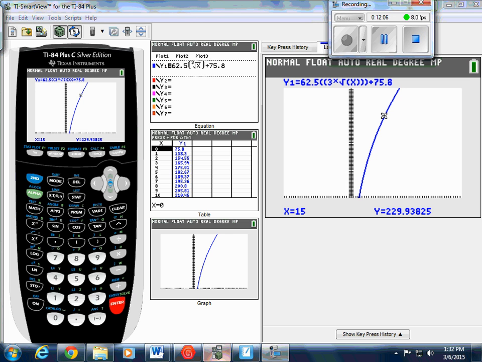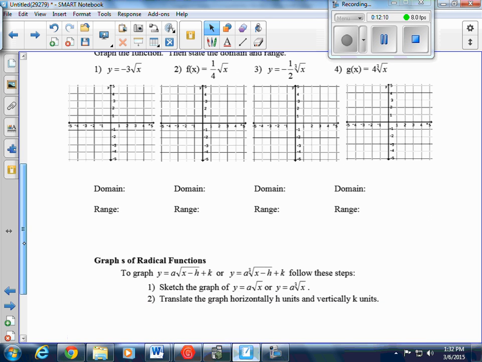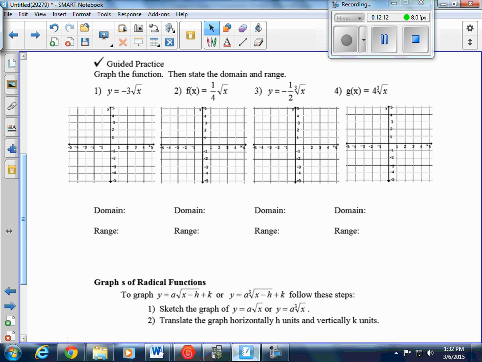So let's go back to our problems here. Let's do questions. We don't have to do all of those. Let's do one on square roots and one on cube roots. So let's do question 2 and question 4. So go ahead and do questions 2 and 4. You can pause the video, and when you're ready, you can hit play.